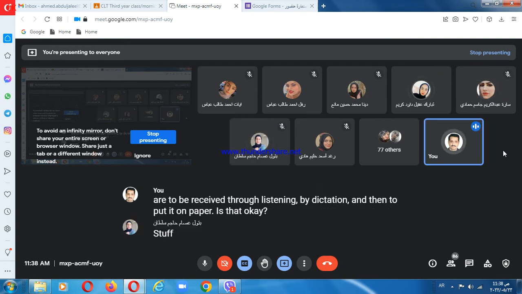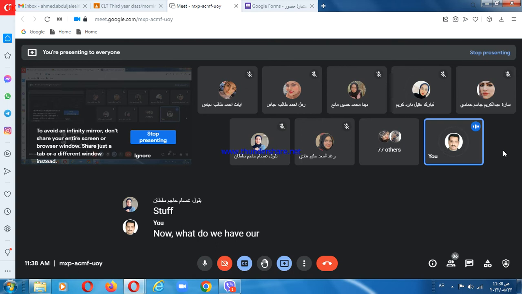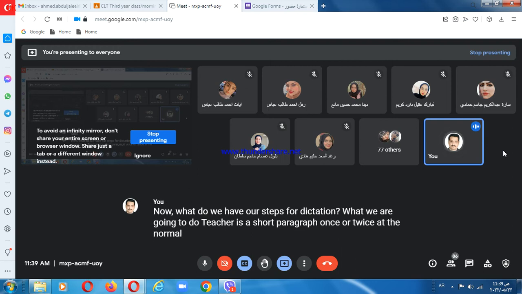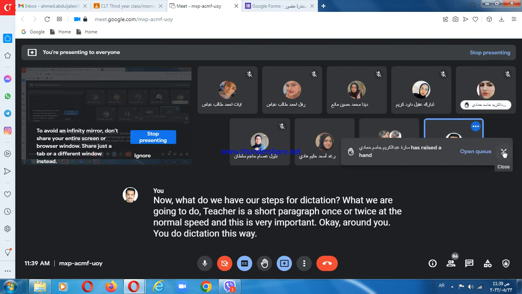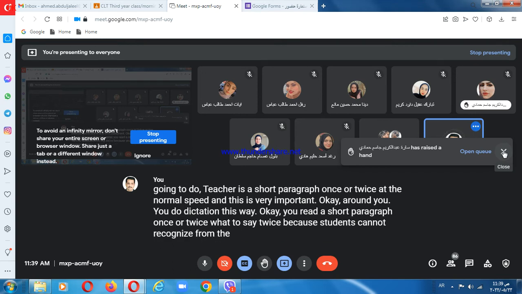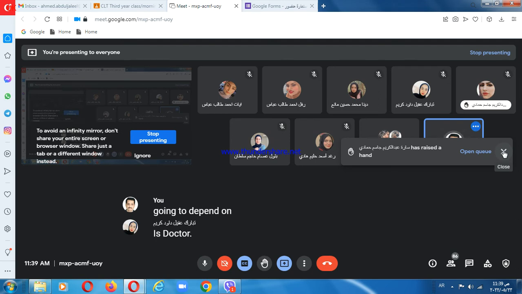Yes, doctor. Now, what do we have as steps for dictation? What are we going to do? The teacher reads a short paragraph once or twice at a normal speed, and this is very important. Ragad, do you do the dictation this way? Yes, doctor. You read a short paragraph once or twice. Why say twice? Because students cannot recognize it from the first reading, because they are going to depend on listening to put it on paper.